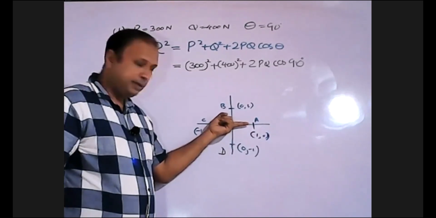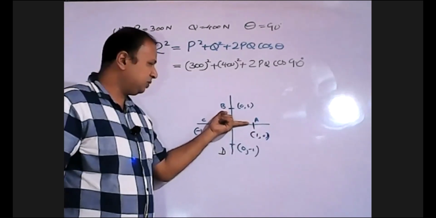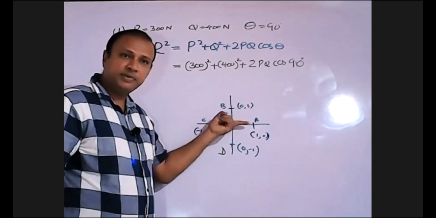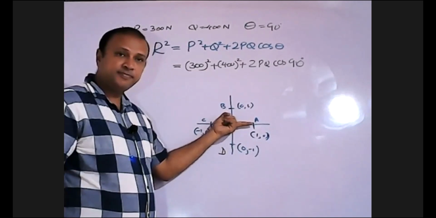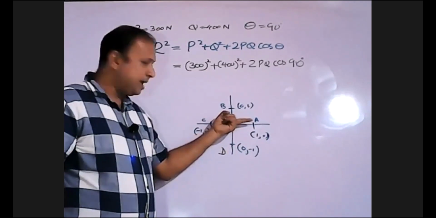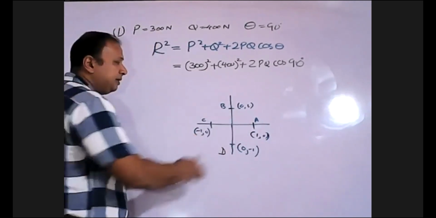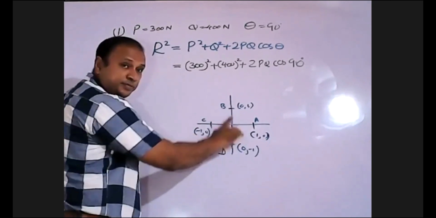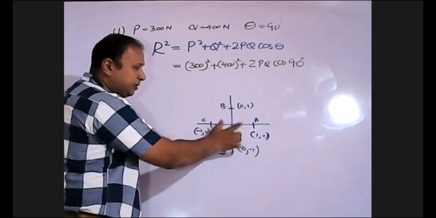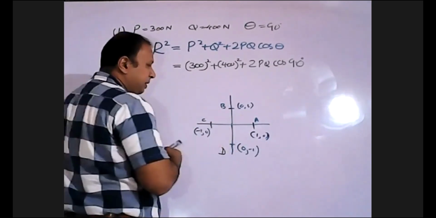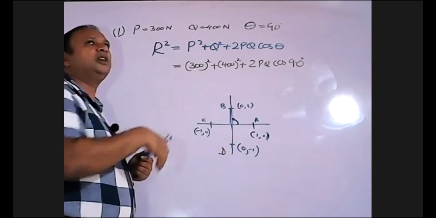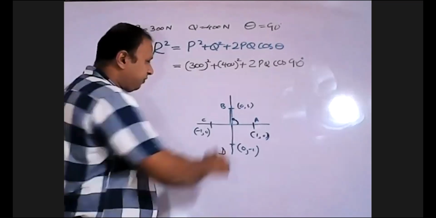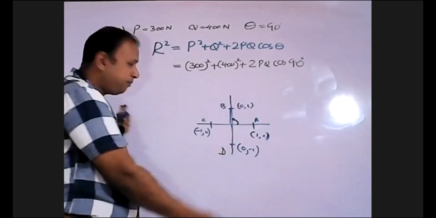Suppose the angle theta is 0. Theta is 0 means it is related to point A. Then again, theta 360 is related to point A. Likewise, 90 is related to point B. Then 90 plus 360, 450, is related to point B also.